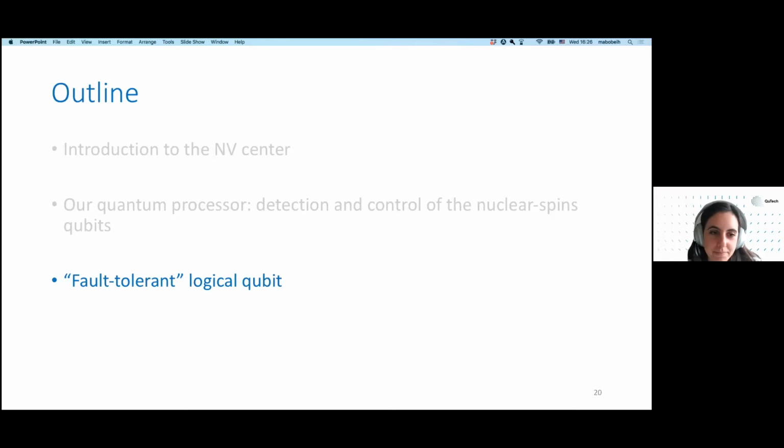Please. So for the 3D mapping, I didn't quite get how you find the precise 3D coordinates. I understood how you get the distance from the carbon to the NV center, but how did you get the 3D coordinates?